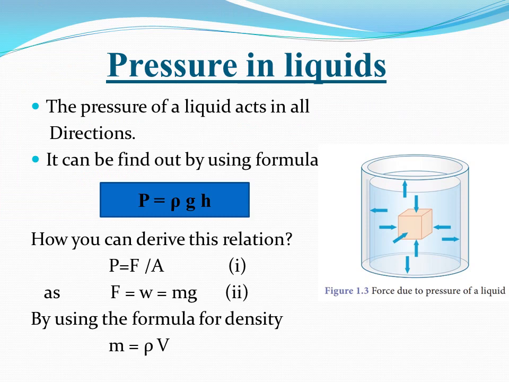Pressure in liquids. The pressure of a liquid acts in all directions. It can be found out by using the formula P = rho g h. Here P is the pressure in liquids, rho is the density, g is the gravitational acceleration, and h is the depth. How can you derive this relation? If we take a pressure sensor device inside a liquid, then the pressure of the liquid varies with the depth. The deeper the object, the more the pressure.